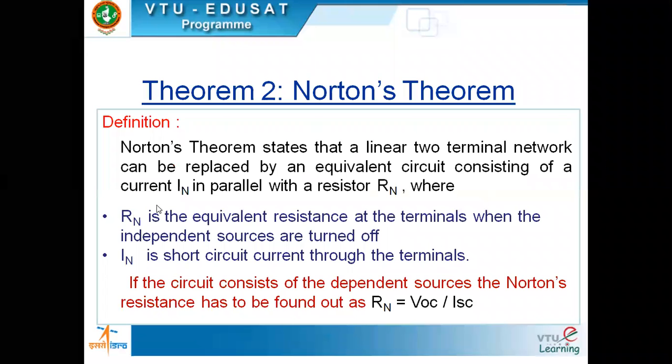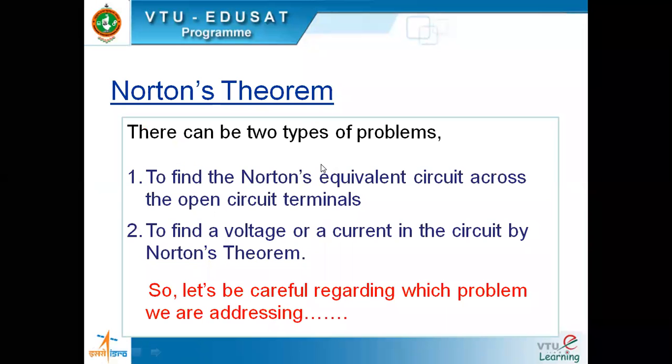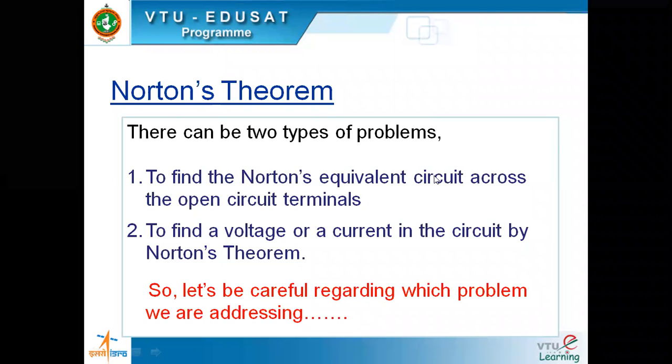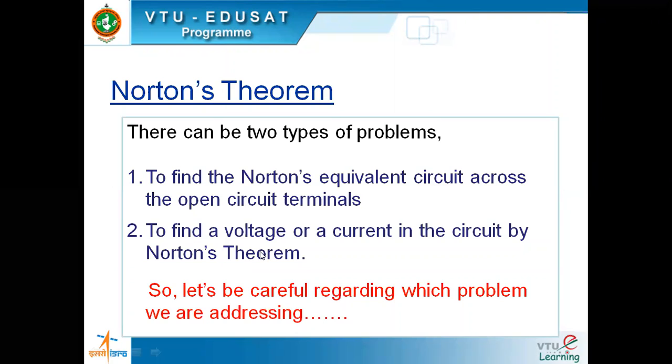So with that introduction to Norton's theorem, let's see some problems. And before seeing the problems, how many types of problems there could be? As we have seen earlier, there could be two types of problems. One is finding out the Norton's equivalent circuit across the open circuit terminals. Another one is to find the voltage or current in the circuit by Norton's theorem. So you need to be a little careful regarding what is asked in the problem. Are you finding out the Norton's equivalent network, or are we finding out current or voltage using the Norton's theorem? So that needs to be taken care of.